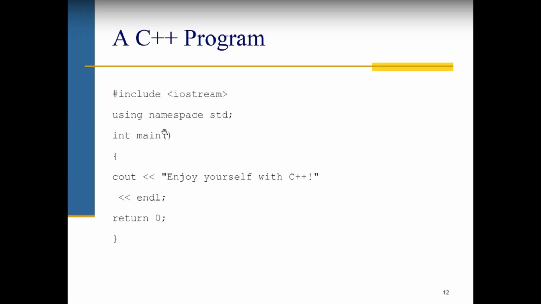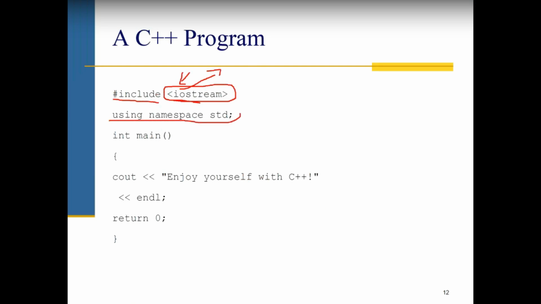Yes, so it goes this way. Hashtag include iostream. I said the other time this is input output stream, right? So input output stream means we are using the input. Input means we are keying in, using our keyboard. That is the input. The output means we are showing it on the screen. So this is a stream of characters, right?